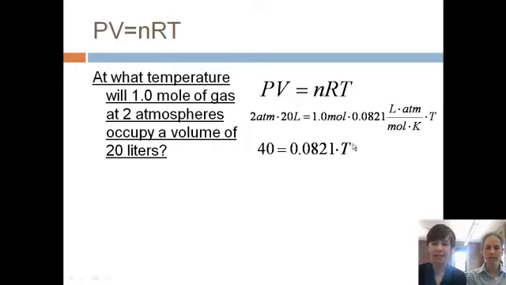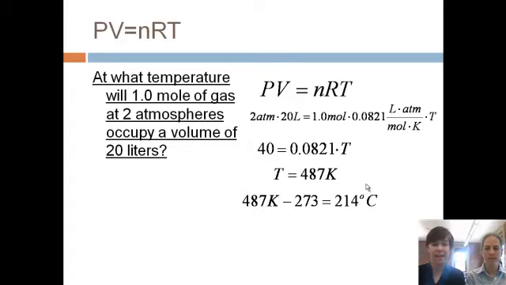We want T by itself, so I'm going to divide both sides by 0.0821, and 40 divided by 0.0821 is 487 Kelvin. The question doesn't specify a unit, Kelvin or degrees Celsius, so we can just leave it as Kelvin in this problem. If they did ask us for degrees Celsius, we do 487 minus 273, and we find that would be 214 degrees Celsius, so pretty warm.